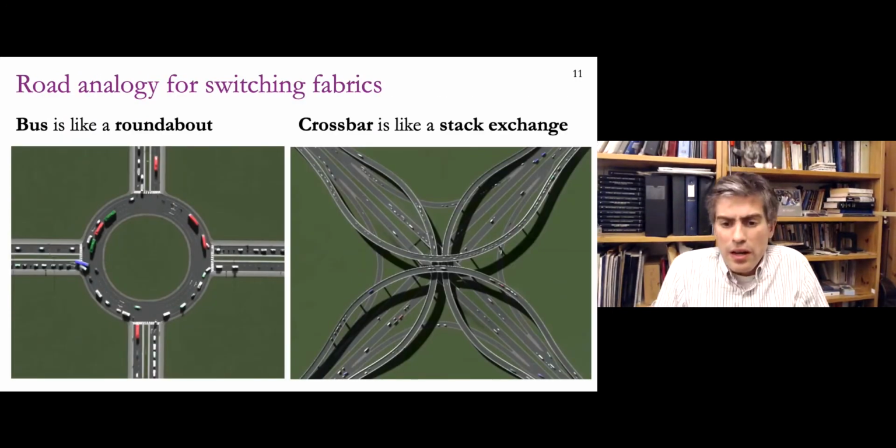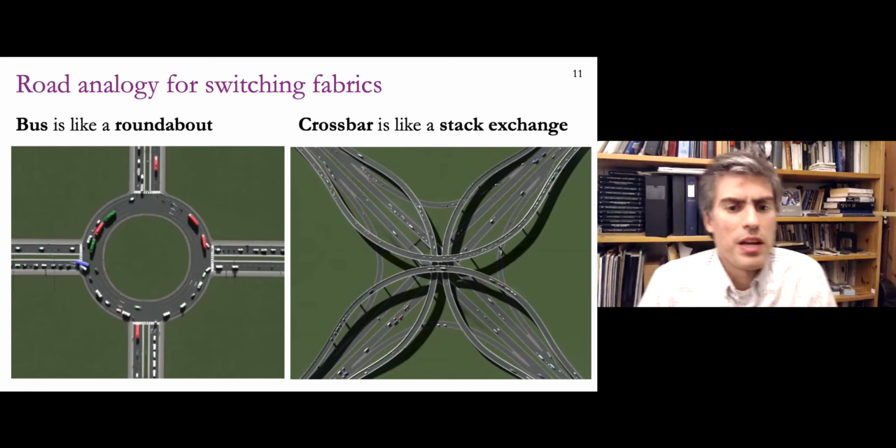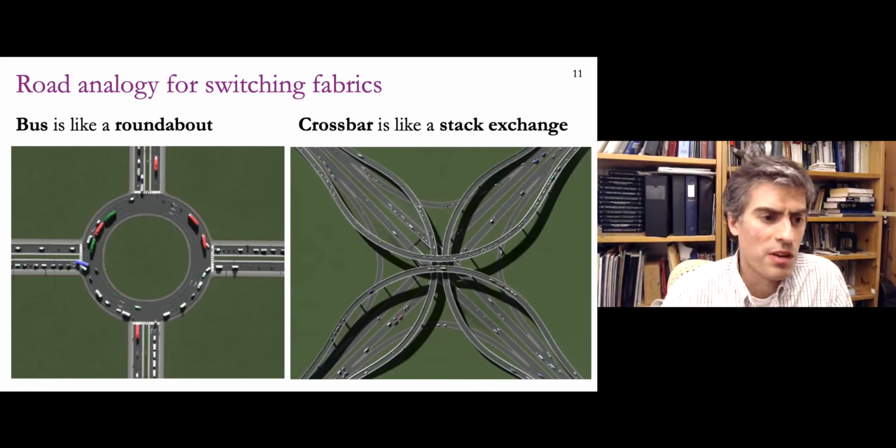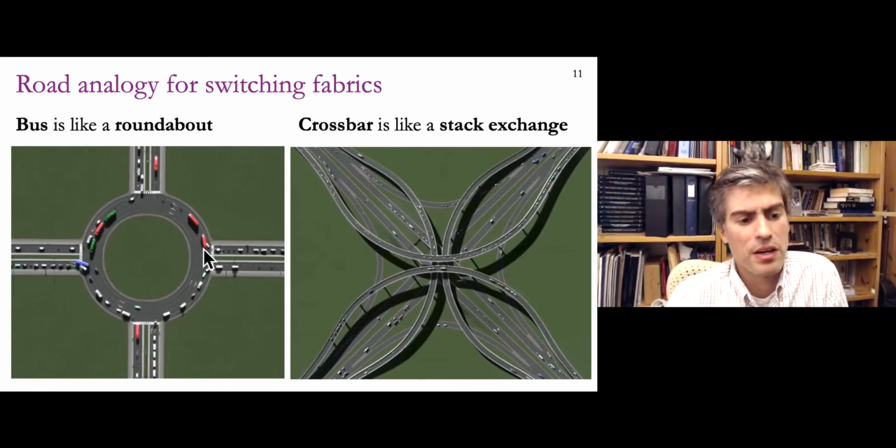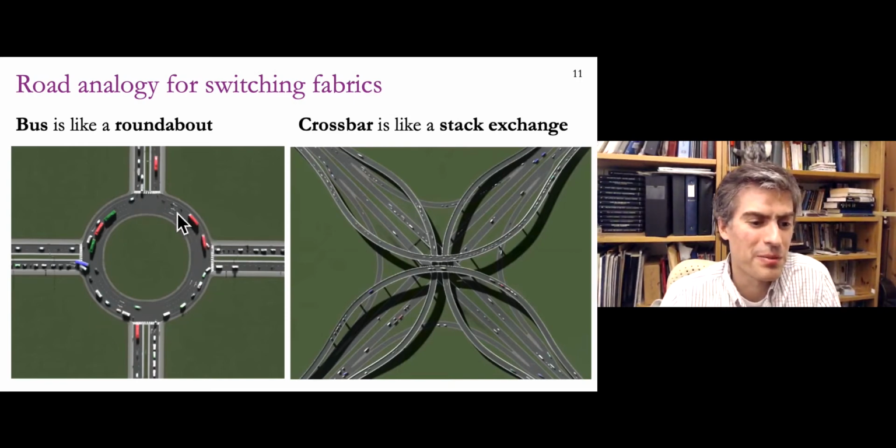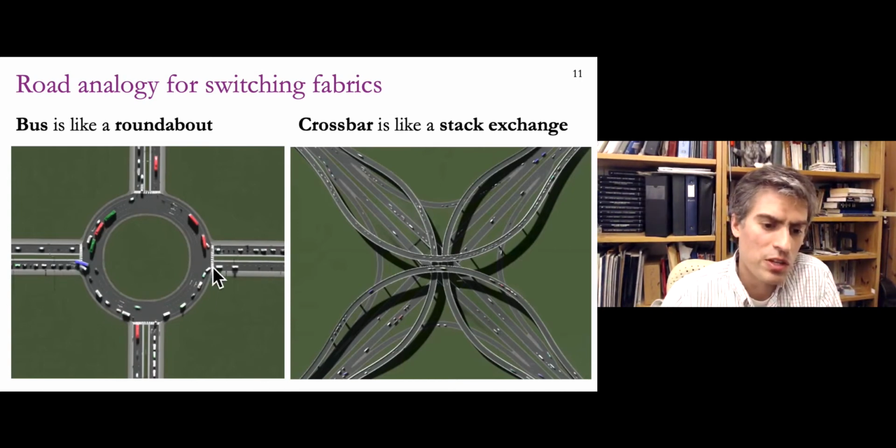Yeah. So you can think of a road analogy for these two switching fabrics. A bus is like a roundabout. I don't know if you've seen those on American roadways. They're not very popular, but in other parts of the world, they are. This is where you have many different roads connected by one circular road. The roundabout is the bus. If you want to go from any input to any output, you have to travel through this shared resource, and the shared resource has limited capacity.